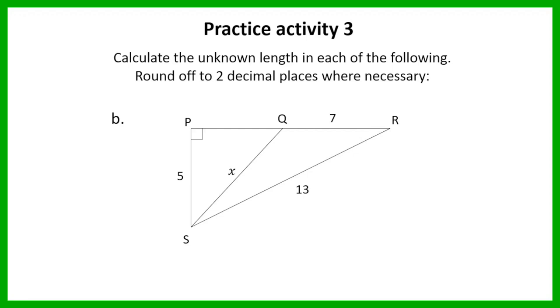Okay, so let's go through that question. But before we actually go through it, I want to just point a few things out to you. So first of all, you had to realize that in order to work out x, you needed to know PQ. You had to use the Pythagorean theorem in triangle PQS to work out x. So you had to know PQ as well as PS. Now, we don't know PQ. Over here, we know that QR is 7, and RS is 13, and PS is 5.